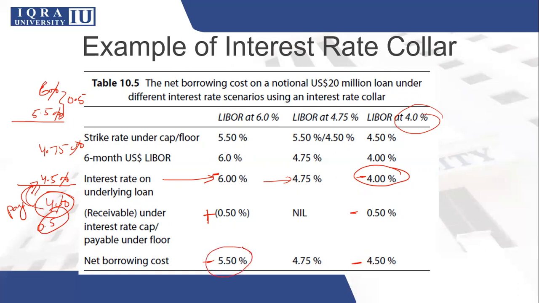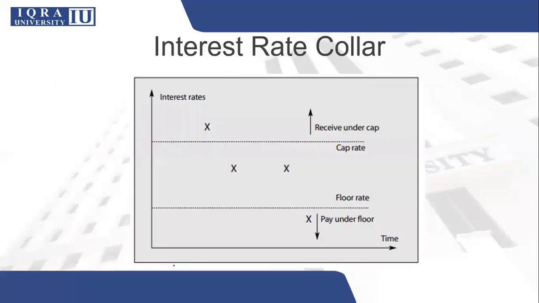Either you will have to pay 5.5% or 4.5%, or you will be in between. So this is like a range has been created and you will stay in this range. You cannot go below this. So you cannot take advantage of the lower interest rate anymore. And neither will your interest rate go up. This is exactly how an interest rate collar works. So you are in between. This is the cap and this is the floor. If the interest rate goes below this, then you will have to pay under the floor, due to which you will go back to the floor rate. And similarly, if the interest rate goes up, then you will receive under the cap.